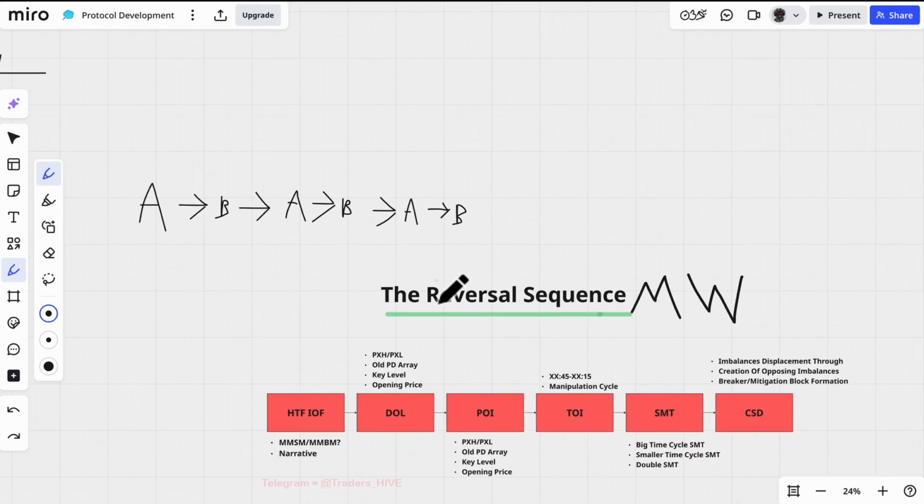Now, once we have defined a point of interest, we'll be waiting for a time of interest. And when it comes to times of interest, there are two methods of looking at them. There are way more, but to keep it simple for you throughout this foundational protocol, so to say, we are going to be paying attention to the macros from XX45 to XX15, and we're going to be paying attention to manipulation cycles. Now, the macros themselves are pretty straightforward. I've already discussed them in depth throughout this model series, so if you do not understand them yet, I highly suggest you go back to those lectures and study the importance of macros.